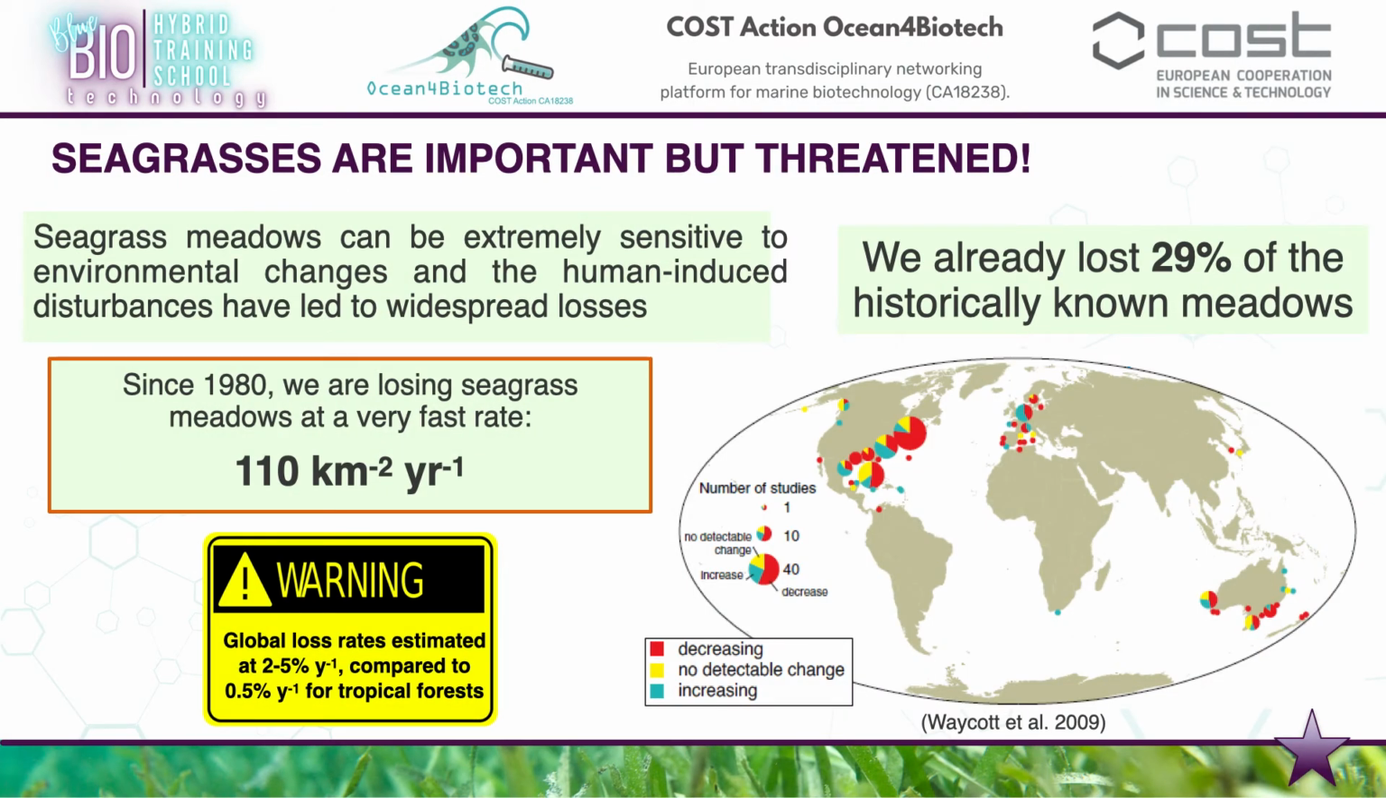Actually, although they are important, they are really threatened. We have already lost about 30% of the historically known meadows because seagrasses are really sensitive to environmental changes and to human-induced disturbance. And actually, the global loss of seagrass is much higher than the loss of tropical forest.